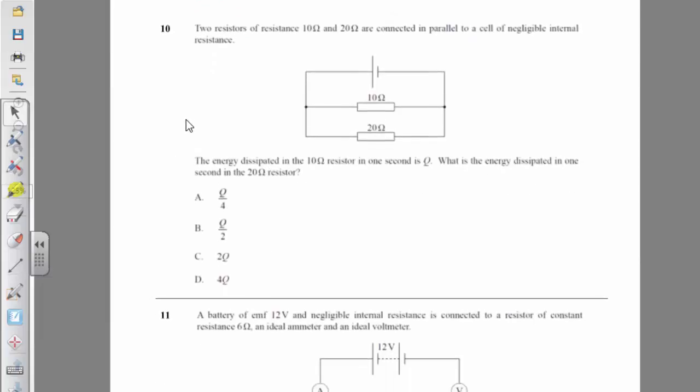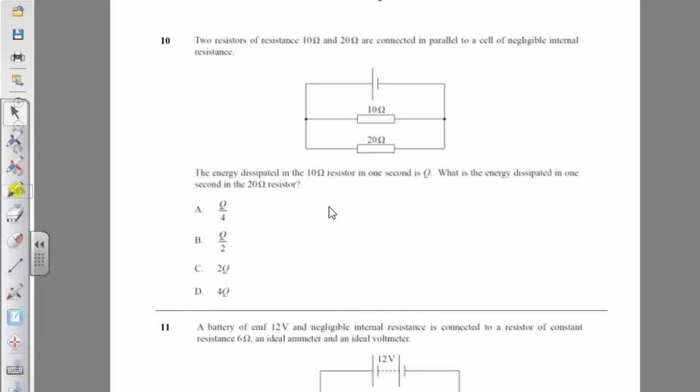Okay. So two resistors of resistance 10 ohms and 20 ohms are connected in parallel to a cell of negligible internal resistance. The energy dissipated in the 10 ohm resistor in 1 second is Q. What is the energy dissipated in 1 second in the 20 ohm resistor? Okay, so here, both get the same voltage. So we really want the power, right?